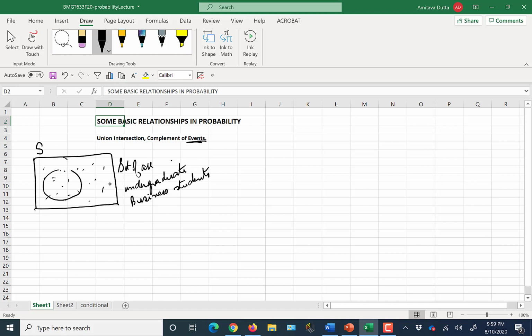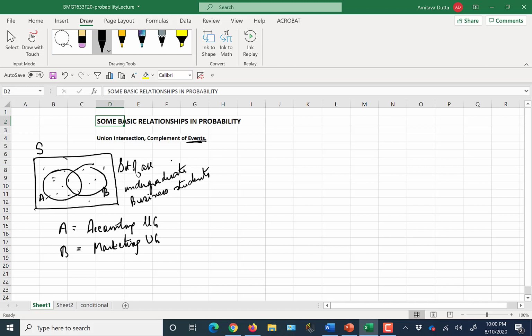So let's identify two events. I have event A and I have event B. So let's define what those events A and B are. A is an accounting undergraduate student, and B is the event that this student is, let's say, a marketing undergraduate student. So you can see that A and B are subsets of S. Obviously this doesn't account for all undergraduate students. If you think of all the dots inside circle A, they represent all the accounting undergraduate students. And all the dots within the circle B represent all the marketing undergraduate students.